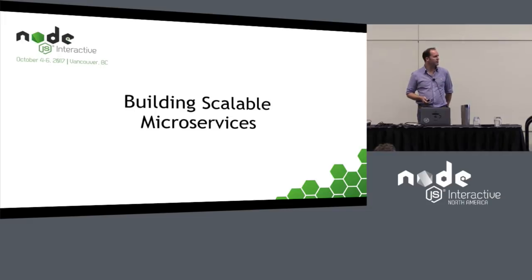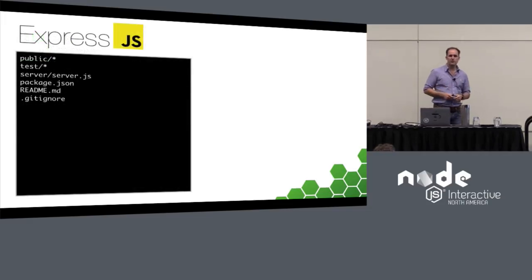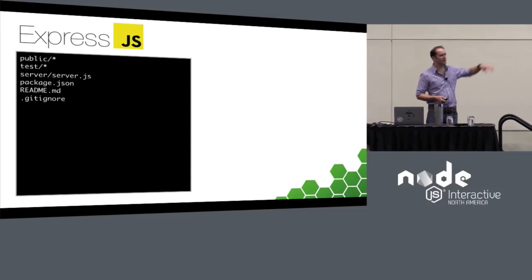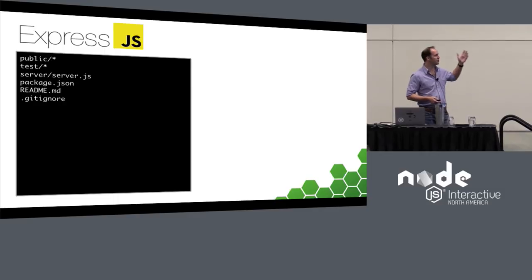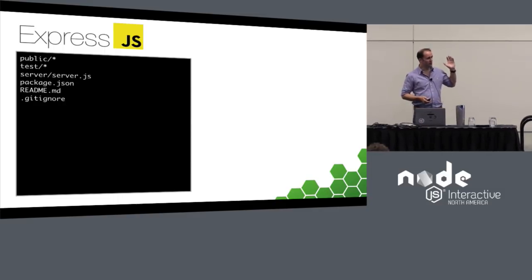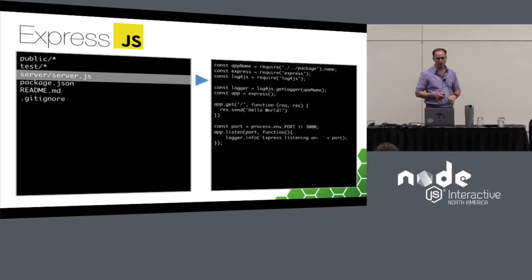So how do we build scalable microservices? First of all, you build, let's say, an Express app. And when you've built an Express app, you probably have these files, right? You have the public directory for serving static files. You probably have some tests. You have a server.js file with your Express application in it, a package.json, a README, maybe a git ignore file. And your server file will look something like this if you're doing just a Hello World app.